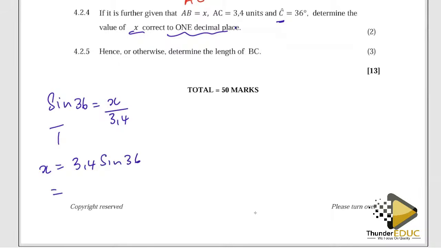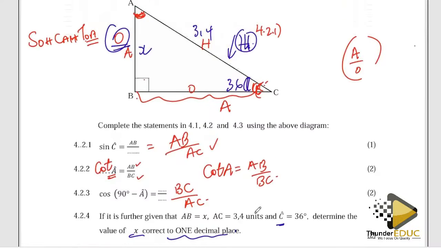Remember, your calculator needs to be in degrees for us to get the same answers. Okay, so 3,4 sine of 36 is giving me a very unique answer, which is 1,998. And if I'm rounding this off to 2 decimals, it's going to be 2,00. That is the length of X. This is 2.